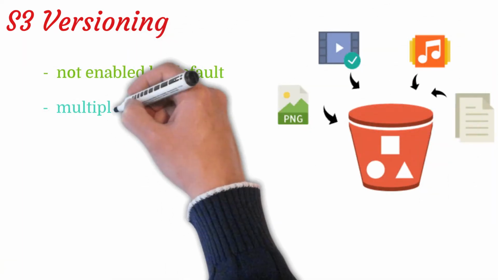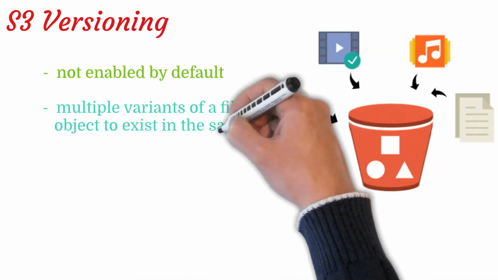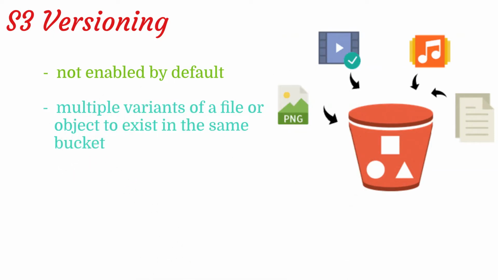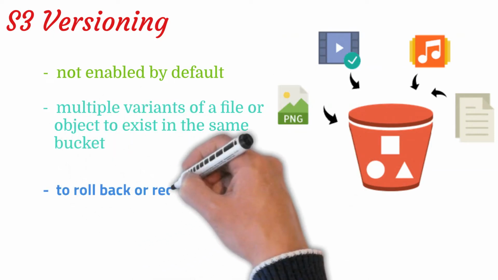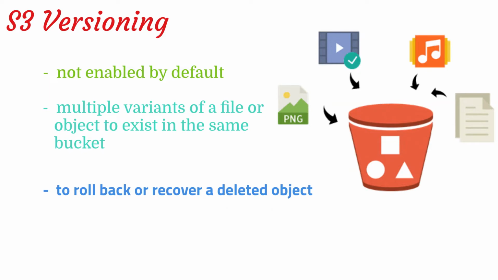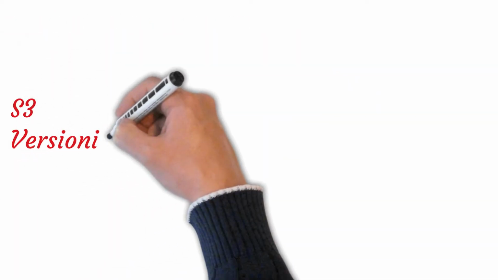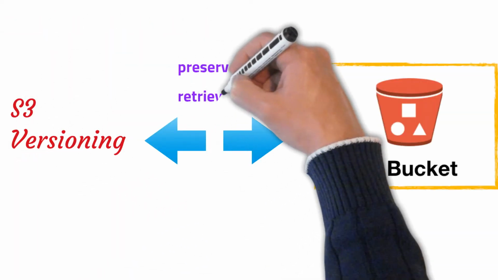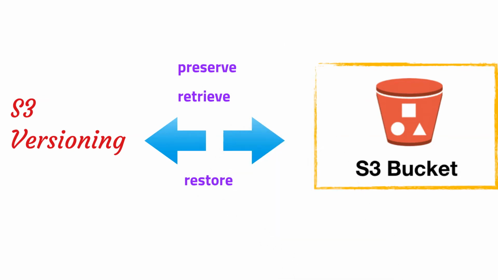While not enabled by default, versioning is a setting that allows for multiple variants of a file or object to exist in the same bucket. This provides an opportunity to roll back or recover a deleted object. Versioning allows us to preserve, retrieve, and restore every version of every object stored inside an Amazon S3 bucket.